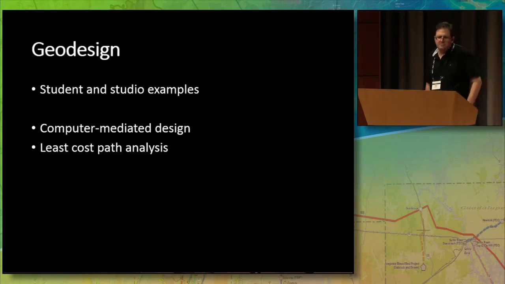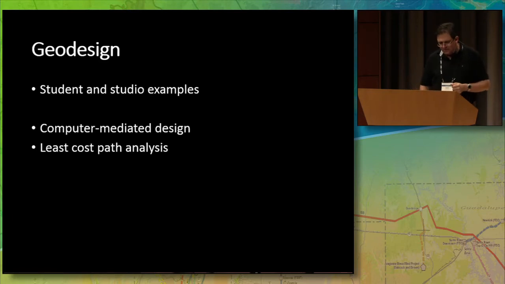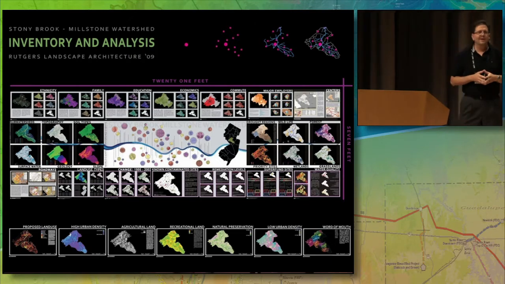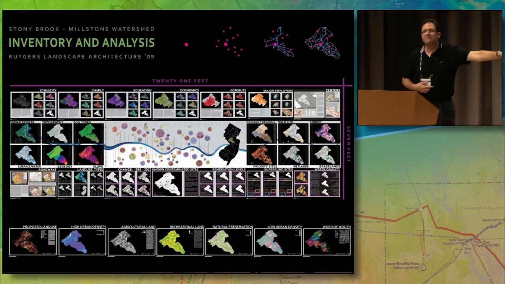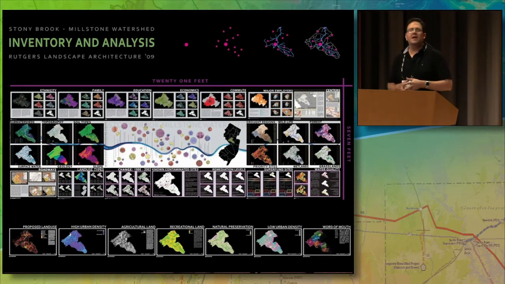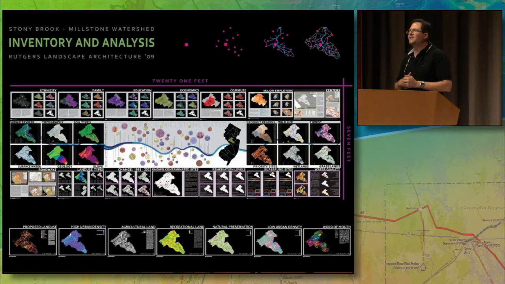So geodesign has moved ahead a little. I'll show you a couple studio examples very briefly with lightning speed. But we're now thinking about it in ways that raise ideas like computer-mediated design, and doing that with least cost path analysis. But usually when I give a group of landscape architects the reins of GIS, they do something like this. This was a 21-foot by 7-foot poster display that my students made of their inventory of the landscape, and then later complemented with another 21 feet of analysis that they tacked on for the Stony Brook Millstone watershed.